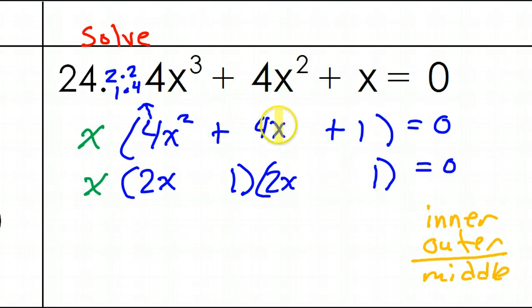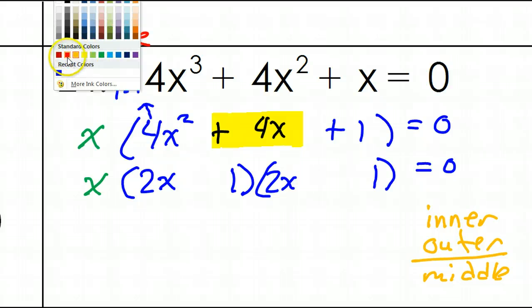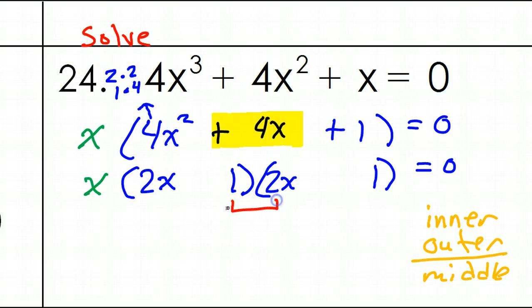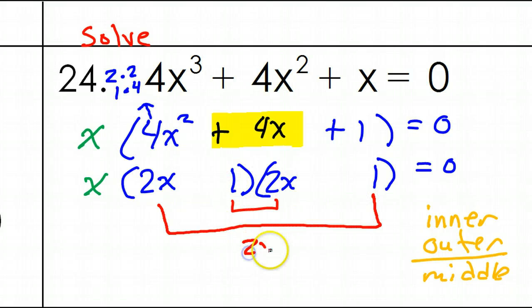Okay, the middle is positive 4x. When I talk about inner and outer, this is inner and this is outer. So right now, inner, I have 2x. I'm multiplying these. Outer, I have another 2x. I'm trying to get positive 4x out of this. Can I get positive 4x if I pick the signs right?